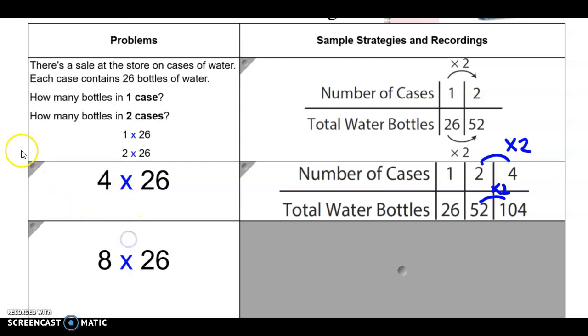I want you to take a look at the next problem, 8 times 26. How could you use our ratio table to keep building up to figure out 8 groups of 26? I want you to do that on your own and then check back on the next video to see how you did.